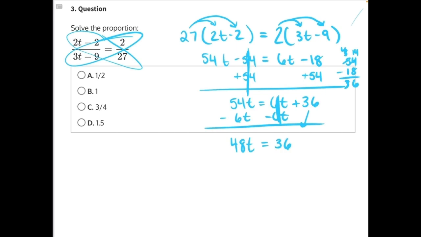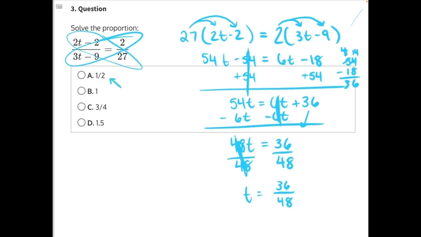Now for the last step, 48 is being multiplied to t, so we need to do the opposite operation and divide both sides by 48. These will cancel, leaving us with t equals 36 over 48. Now you could simplify this fraction, but if you take a quick look at your answer choices, you can eliminate all but one of them just by looking at your fraction.